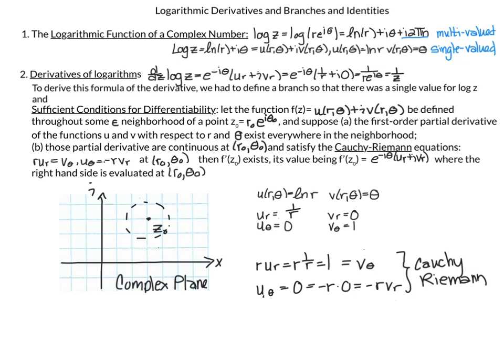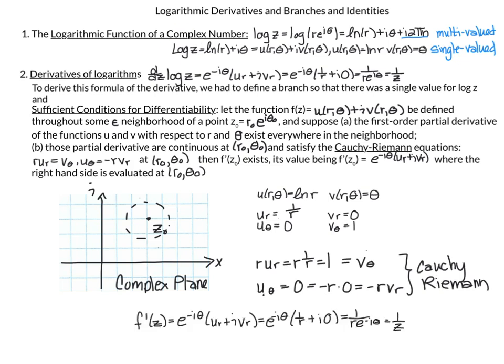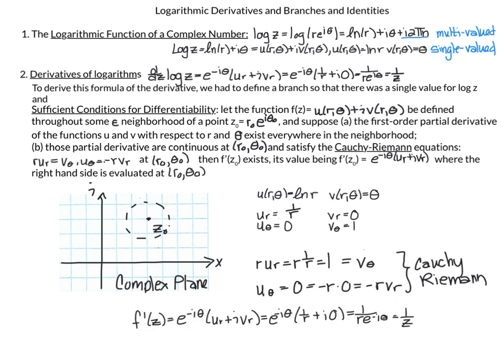So this first condition is met. And now we look at u_theta, which is equal to 0, which is equal to negative r times 0, which is equal to negative r times v_r. So this second condition is met. So the Cauchy-Riemann conditions are met. So now we see that we have sufficient conditions for differentiability. So we can differentiate log of z. Finally, the last part of our theorem tells us how to find f prime of z.